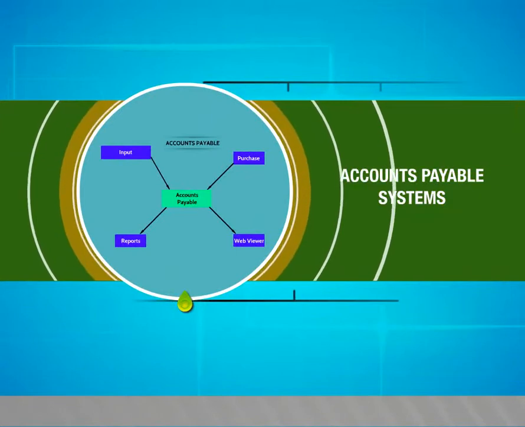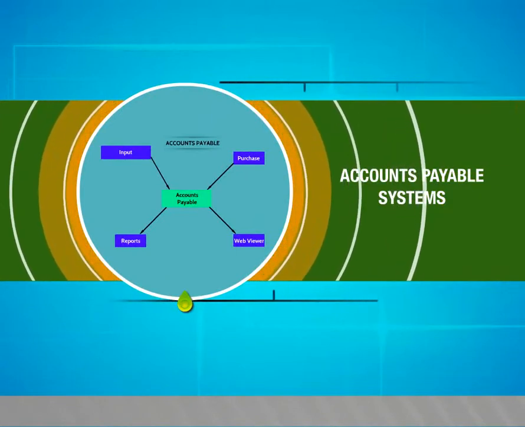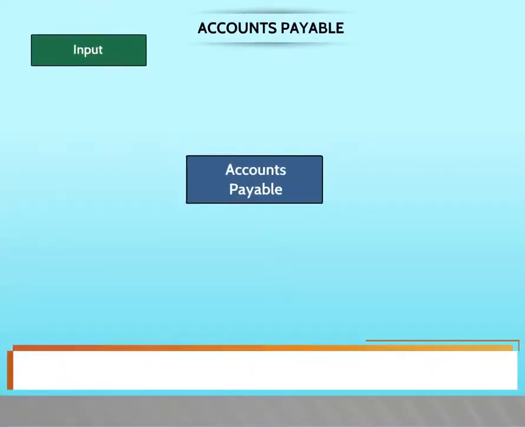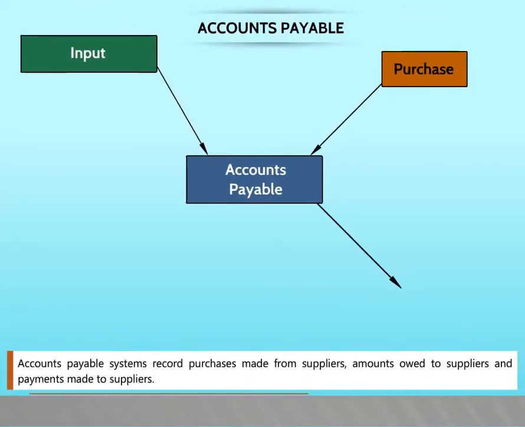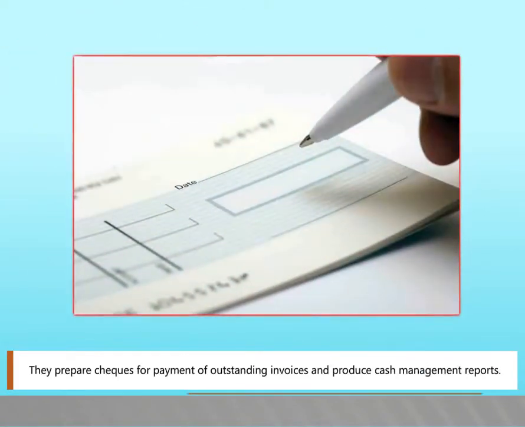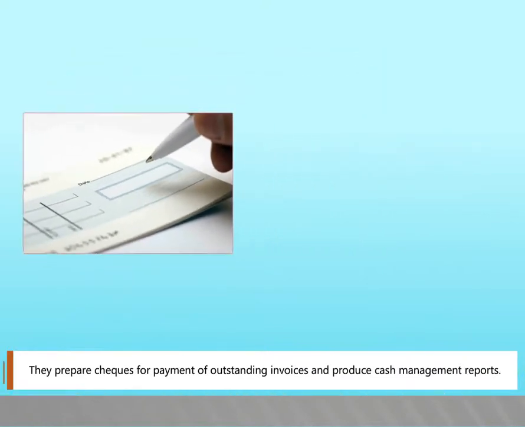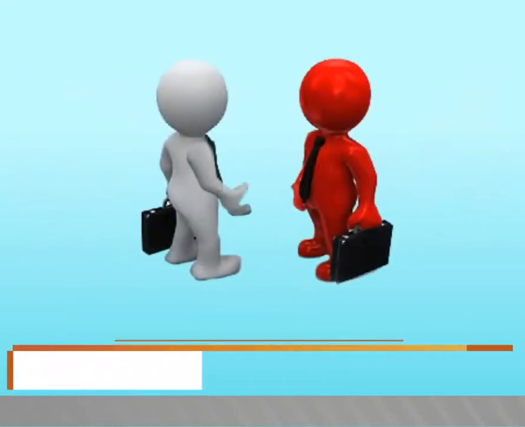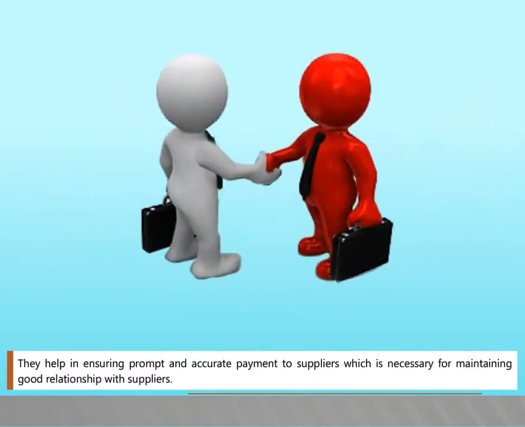Accounts payable systems. In this video, we are going to see about accounts payable systems. Accounts payable systems record purchases made from suppliers, amounts owed to suppliers, and payments made to suppliers. They prepare checks for payment of outstanding invoices and produce cash management reports. They help in ensuring prompt and accurate payment to suppliers, which is necessary for maintaining good relationship with suppliers.